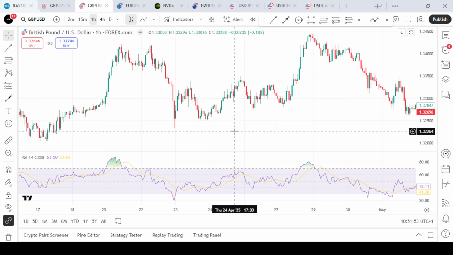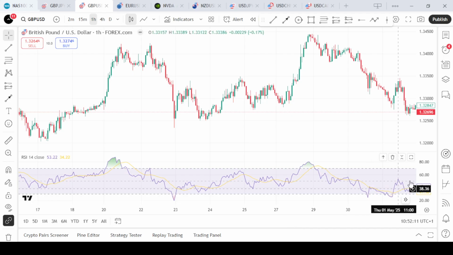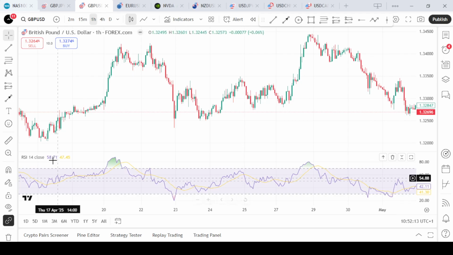We start by understanding what the RSI day trading strategy is. The RSI simply means your relative strength index, commonly known as your RSI. It is a momentum oscillator that measures the speed and magnitude of price movement on a scale from 0 to 100. And this is the indicator on my screen. Now, this indicator works by calculating the ratio of average gains to average losses over a specific period.